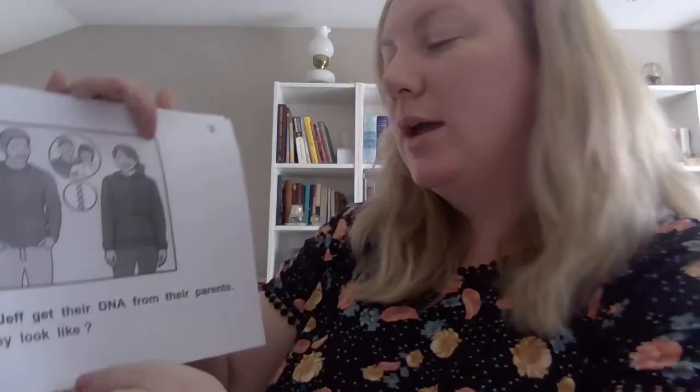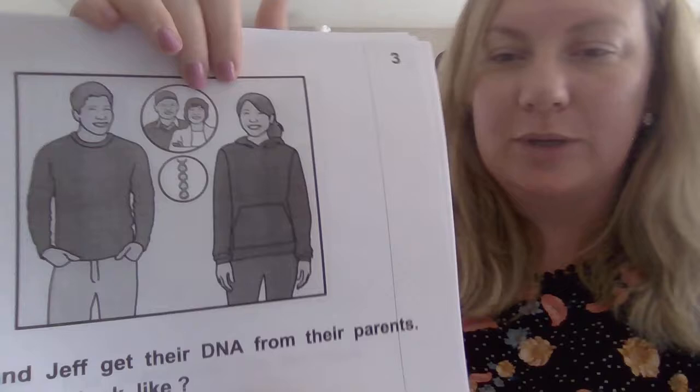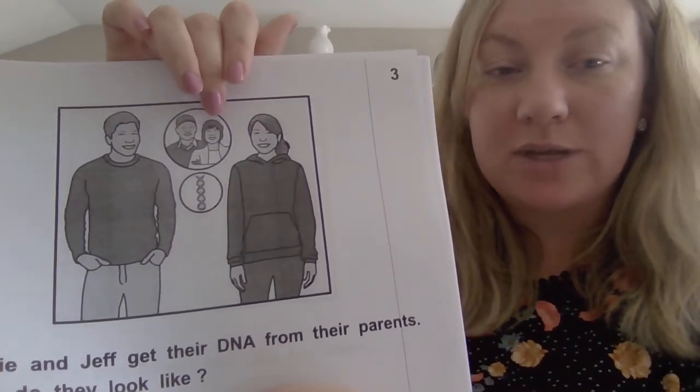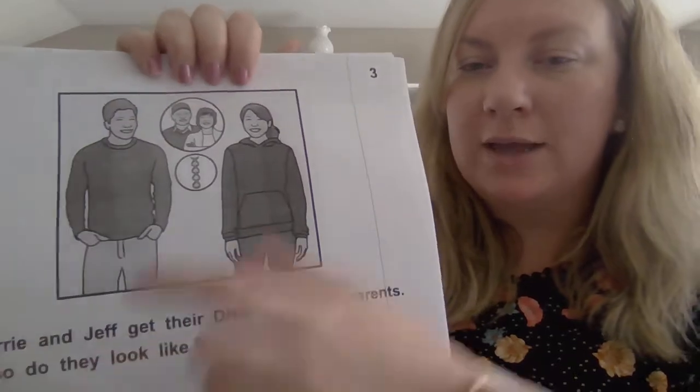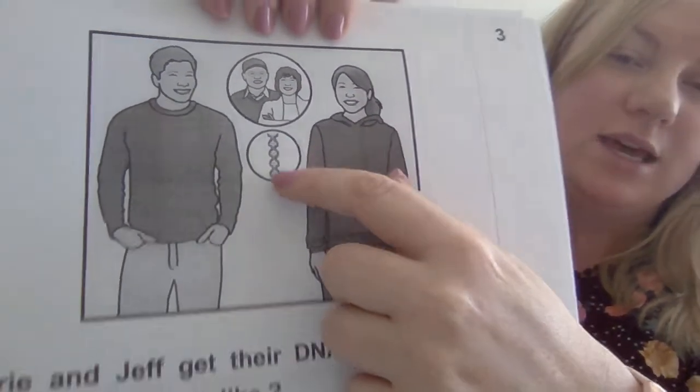Page 3. Carrie and Jeff get their DNA from their parents. So here's a picture of Carrie and Jeff, and a picture of their parents. That's where we get our DNA from. And that's an illustration of what DNA looks like at a very, very small level.